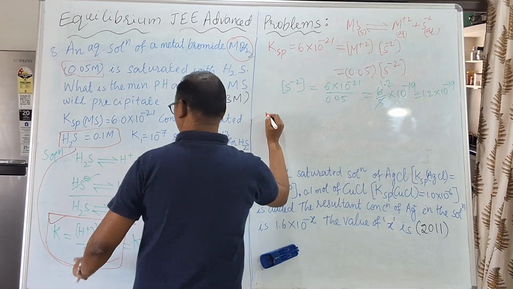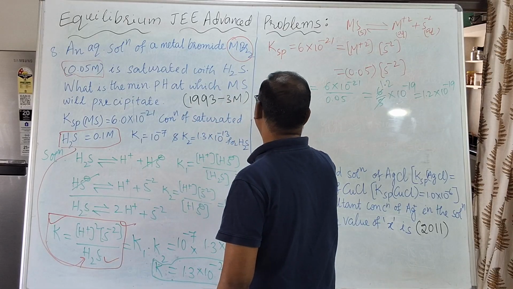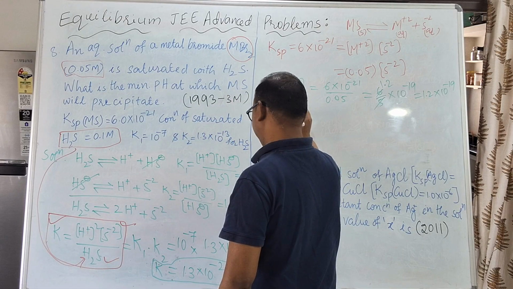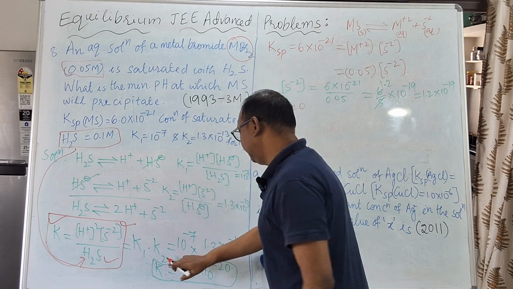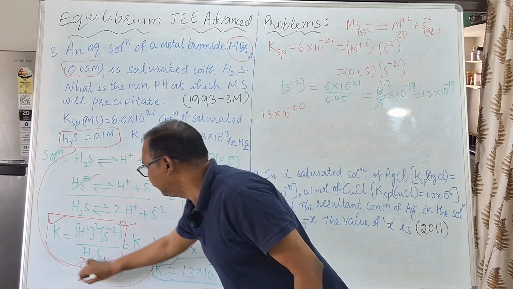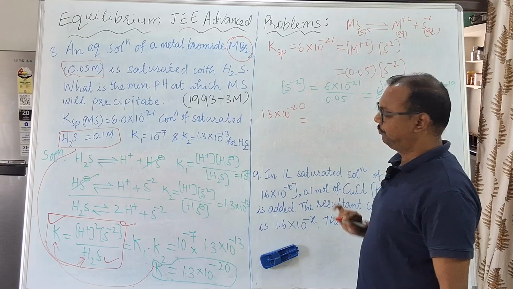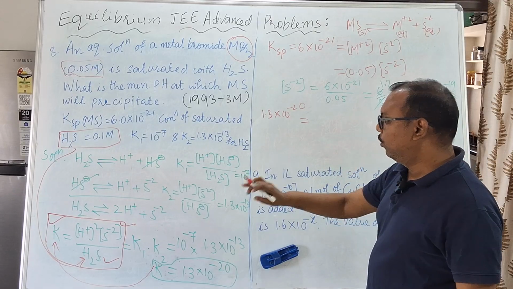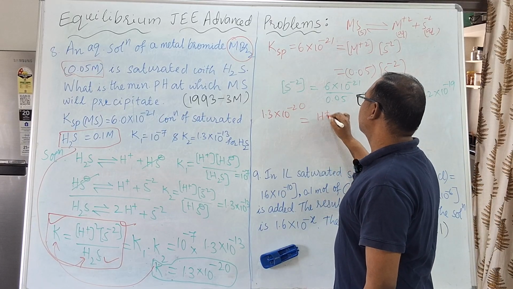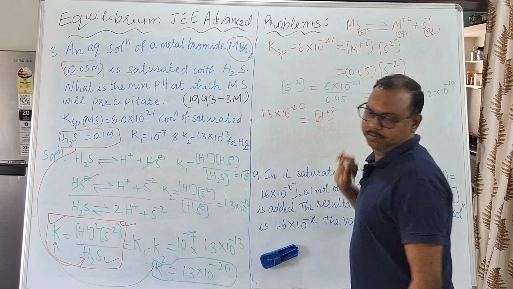K is equal to what? 1.3 into 10 power minus 20. K we got it here, the overall K value we got it here. You just see that. That is equal to, we don't know the concentration of H plus squared, you just keep it as it is.